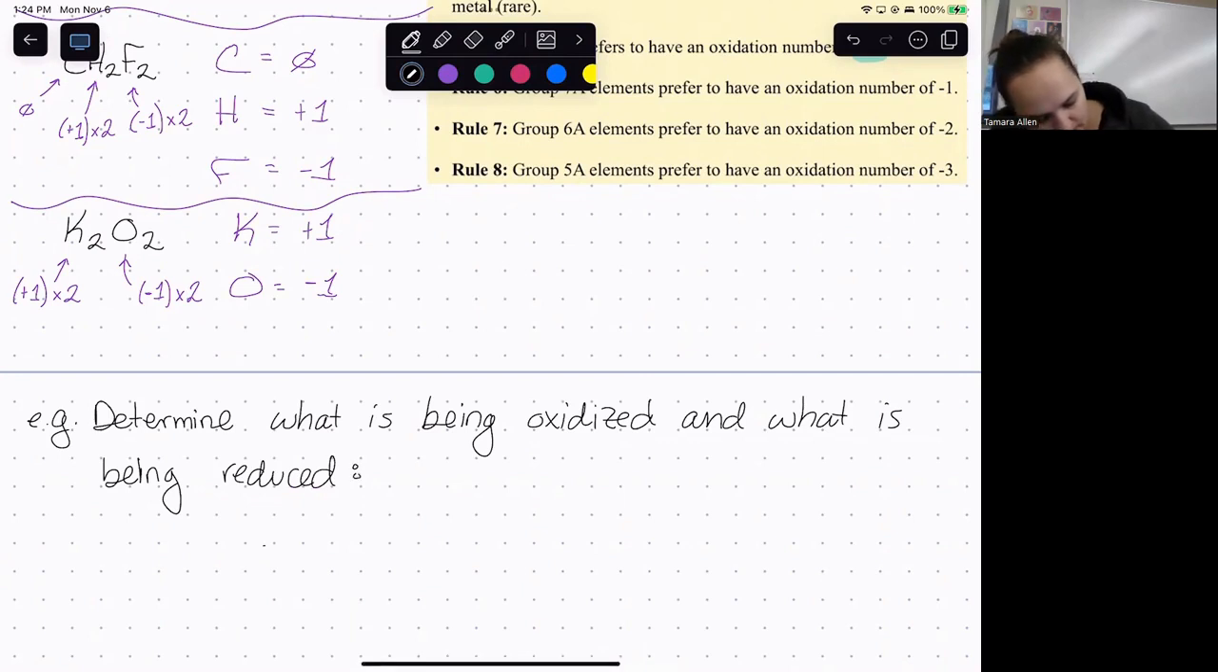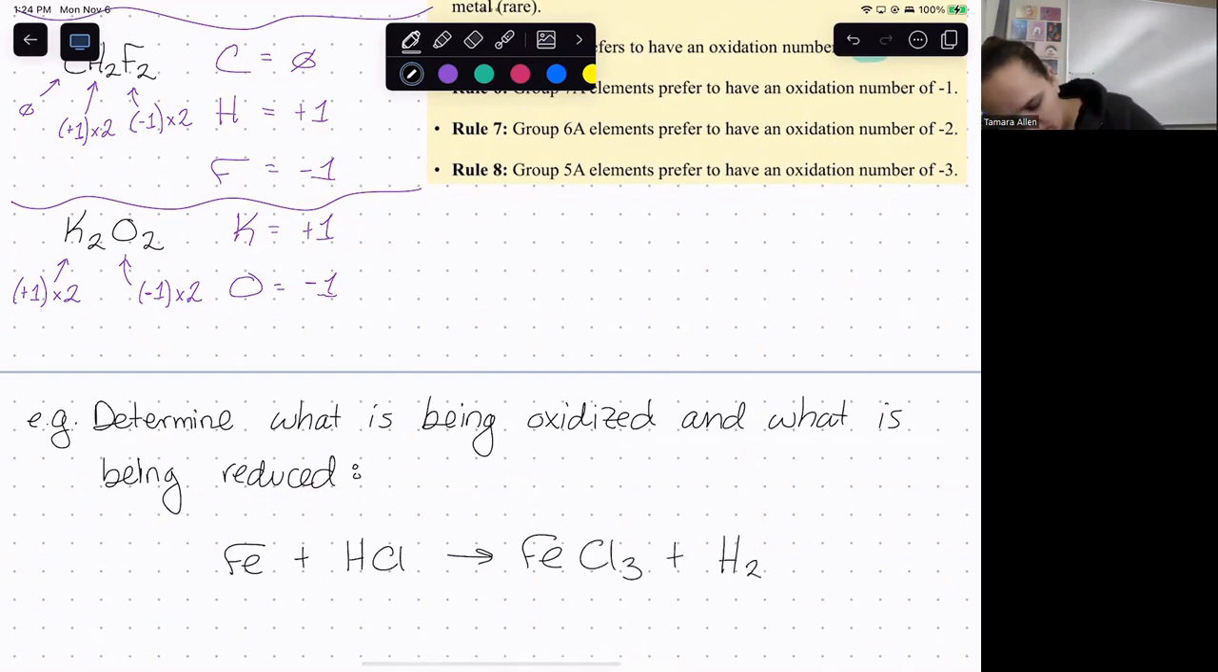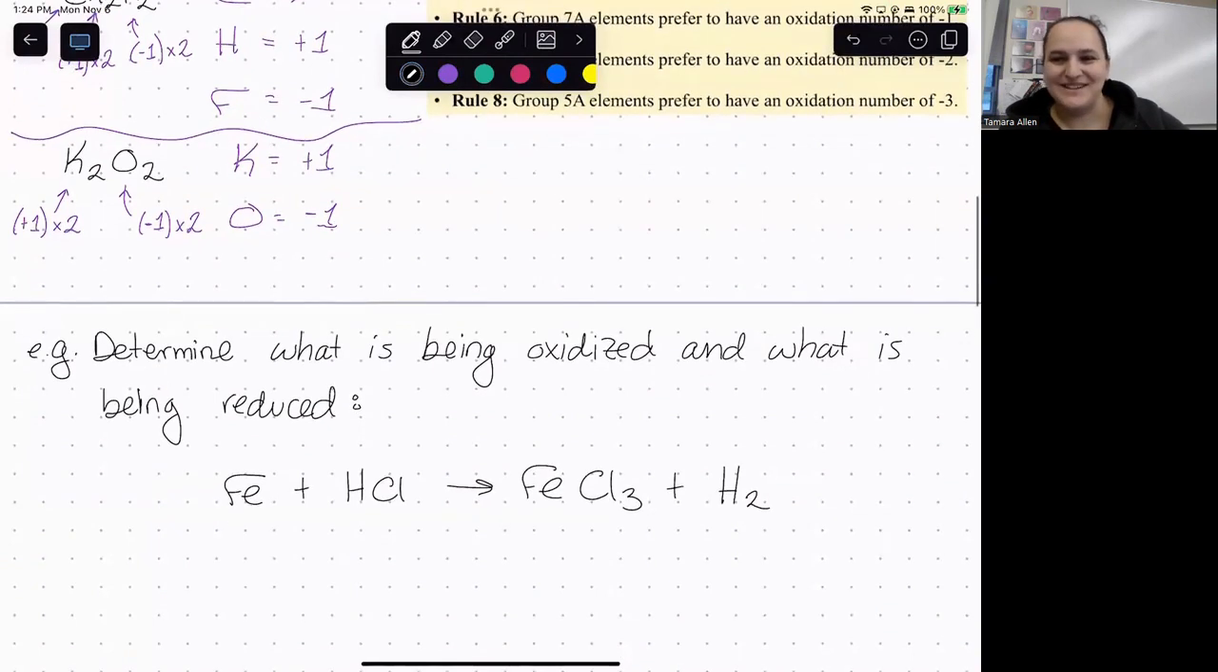So if we have iron reacting with HCl to form iron 3 chloride and hydrogen gas. So to determine what's being oxidized and what's being reduced, also note the reaction isn't balanced. It doesn't need to be. It doesn't matter. You can balance it for practice if you would like to.